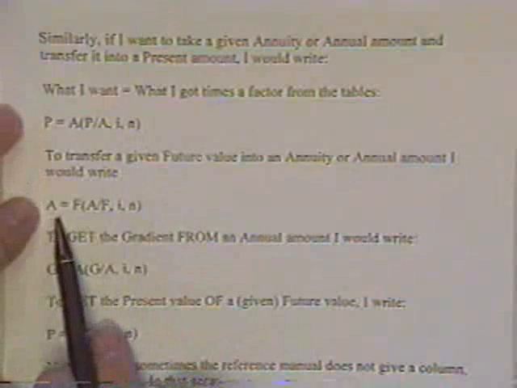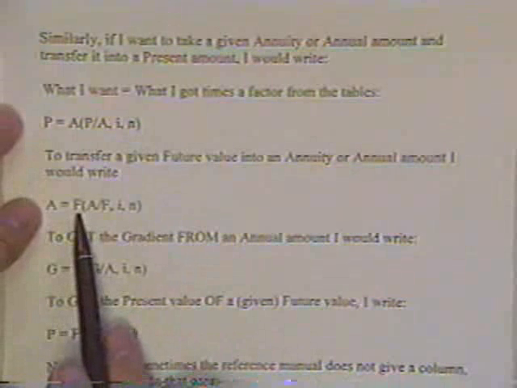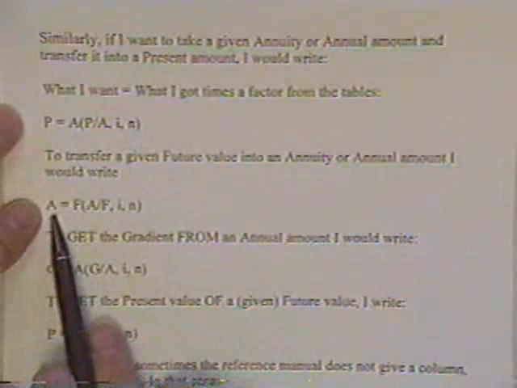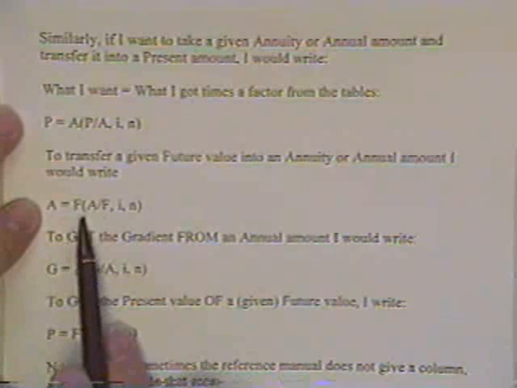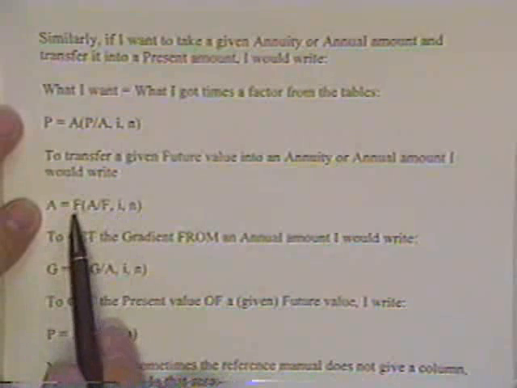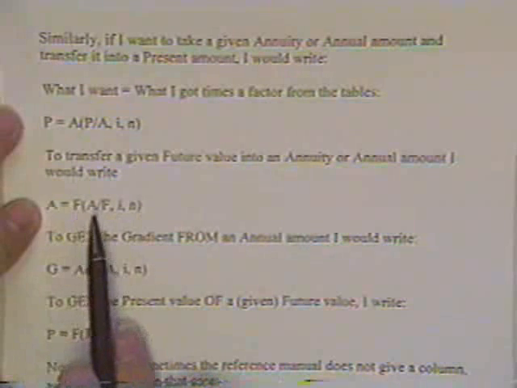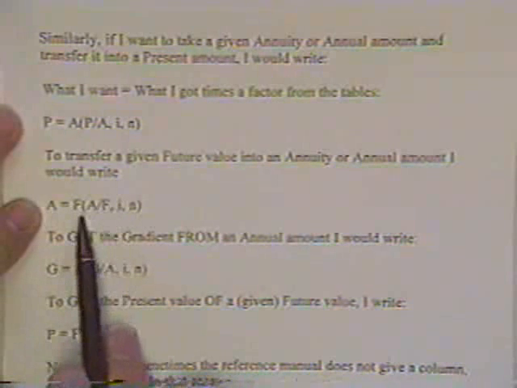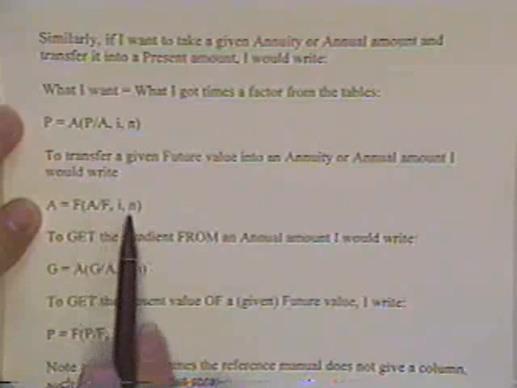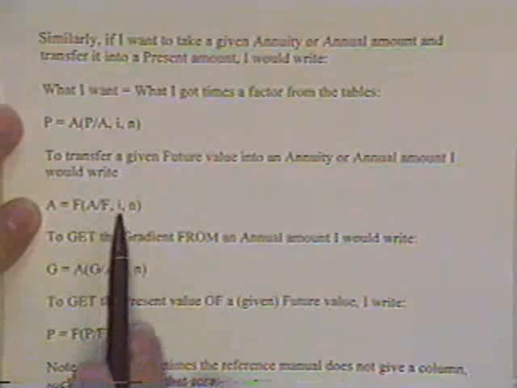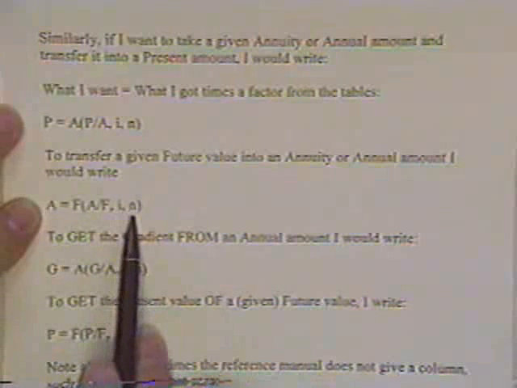If you wanted to perhaps change future value back into an annuity or an annual amount, this might ask you, how many dollars would you have to put in the bank each year in order to be able to take a lump sum of money out in the future, F? Then you would do the same operation. To get A given F, you use the A over F column. It appears that the F's cancel, leaving you A. This factor will also have to be checked to get the proper interest rate and the proper number of years.